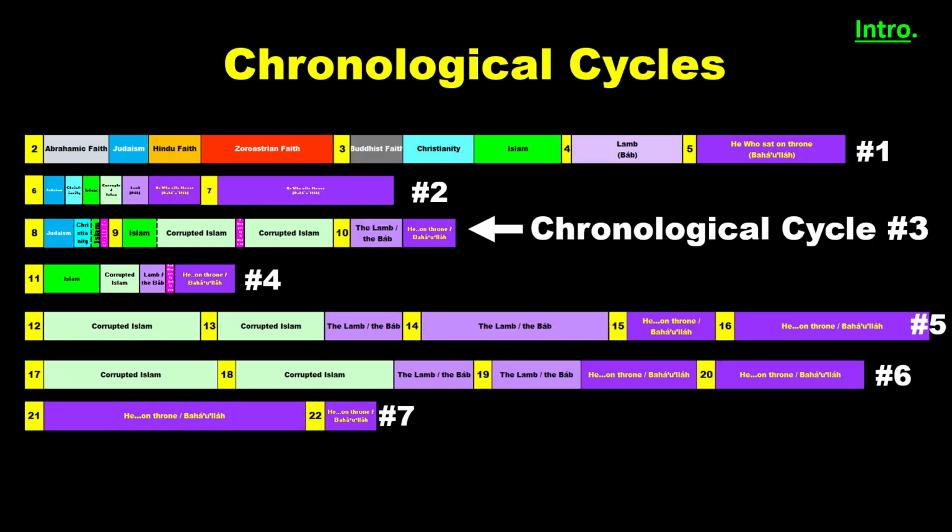Here I have depicted the 7 chronological cycles in the book of Revelation to remind you of the context of the time cycles. You can see in the middle on the right an arrow pointing to chronological cycle number 3, which includes those chapters 8 through 10. Note that each cycle ends with a purple rectangle which depicts the presence of the new Messiah, the returned Christ Spirit, at that point in the cycle. In the text of those verses, that is he who sits on the throne, who is Baha'u'llah.